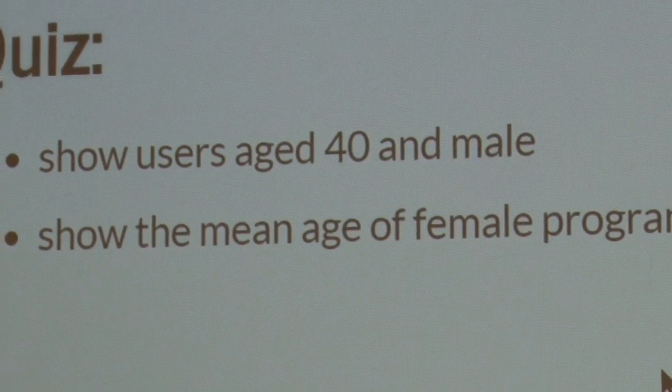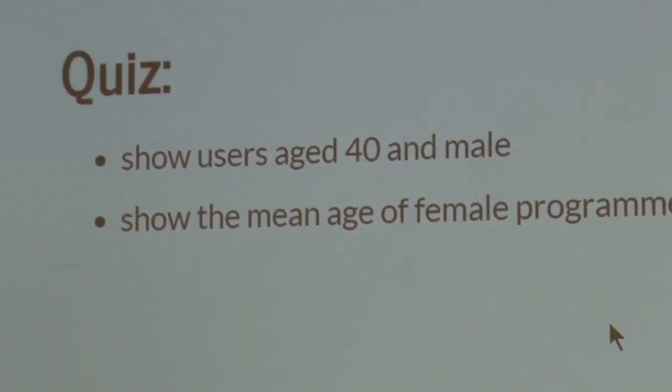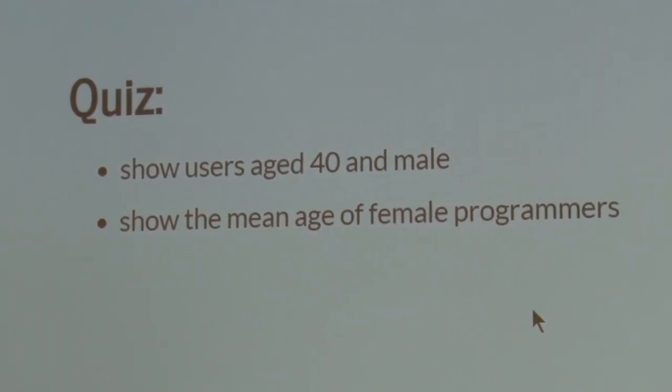Try to filter all users out of this data that are aged 40 and male, and try to get the mean age of all female programmers. And I just saw a nice distribution of hands up, so please team up for this. If you don't have the IPython notebook up and running right now, but your neighbor has, please, by all means, neighbors, don't be shy, talk to each other, and try to solve this. And when you have the answer, give me a brief hand sign.